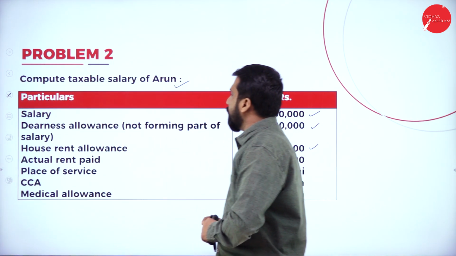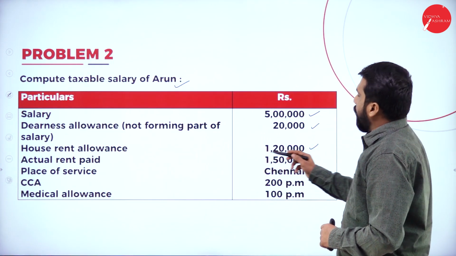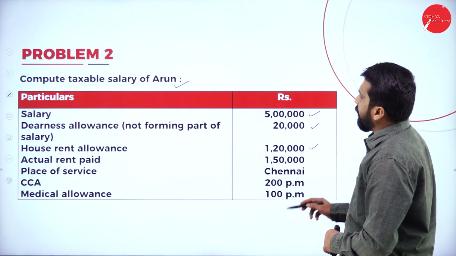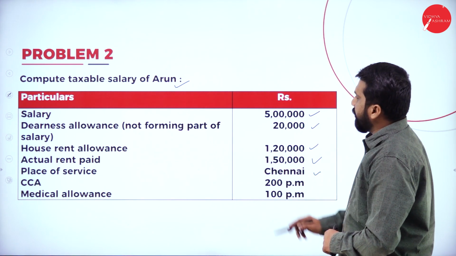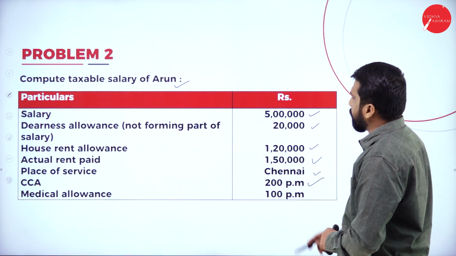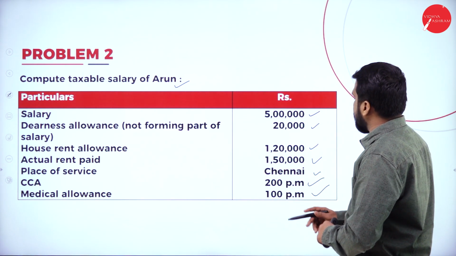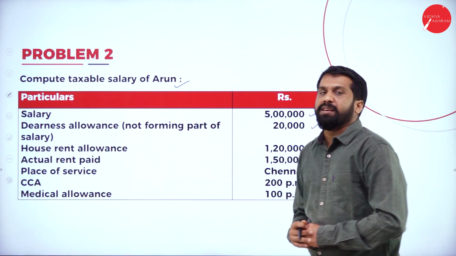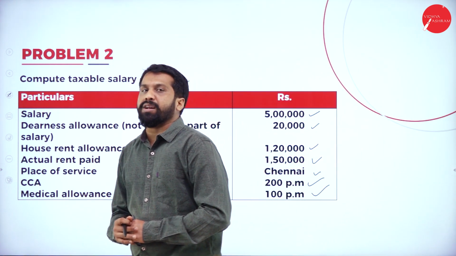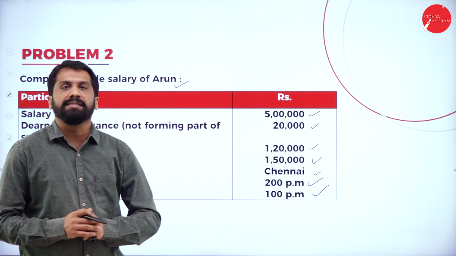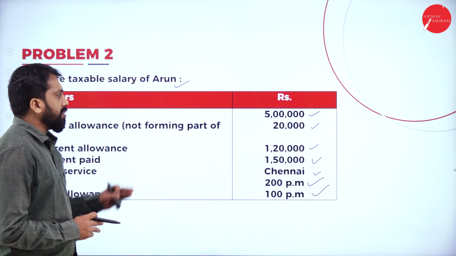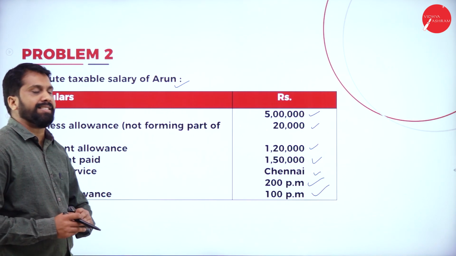For house rent allowance, we always have a small calculation. I'll explain that calculation. So your house rent allowance is 1,20,000. Actual rent paid is this much. Place is Chennai. And CCA they have given 200. Medical allowance is 100. They have not mentioned that it is approved, so it must be taxable. Clear? Yes.